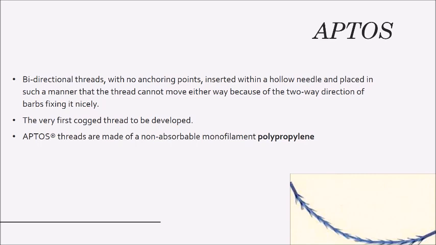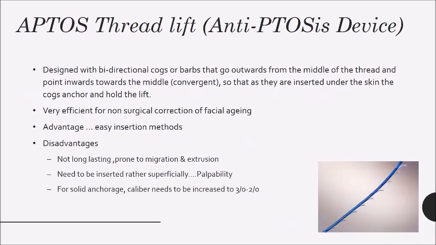APTOS, basically, we are all well familiar with it. These are bidirectional threads with no anchoring points. These are basically made up of non-absorbable monofilament, that is polypropylene. They were the very first cog threads to be developed. Polypropylene has been used as surgical suture for years. Its name came from anti-ptosis device. It was very efficient for non-surgical correction of facial aging.